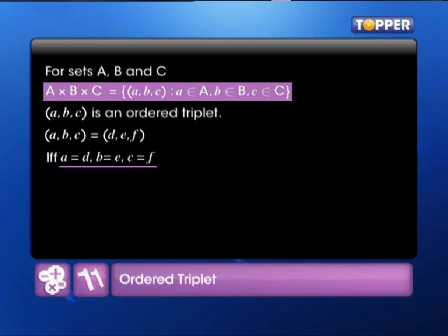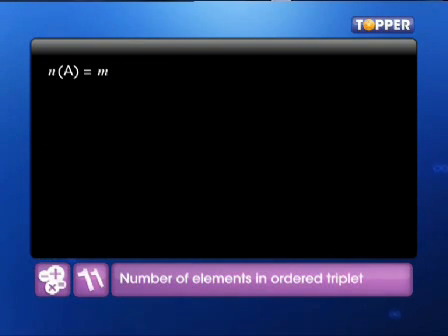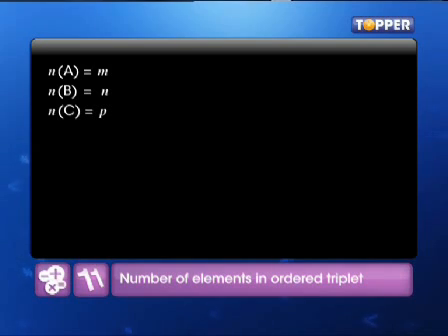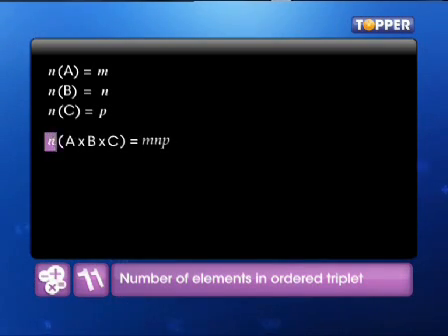It easily follows that if the number of elements in A is m, the number of elements in the set B is n, and in the set C you have p elements, then the set A cross B cross C will have m times n times p elements.